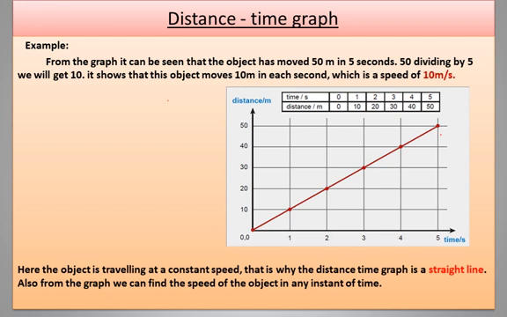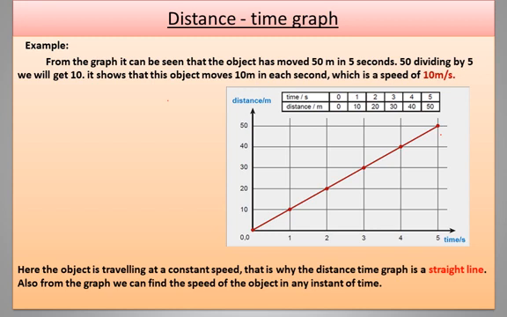You can see in the graph, in 1 second it reaches 10 meters. Then at 2 seconds, 20 meters. At 3 seconds, 30 meters. And at 4 seconds, 40 meters, like that. So each second the object is moving 10 meters. Here this object is traveling at a constant speed. That is why the distance time graph is a straight line.